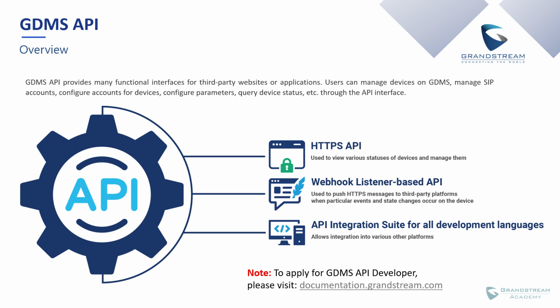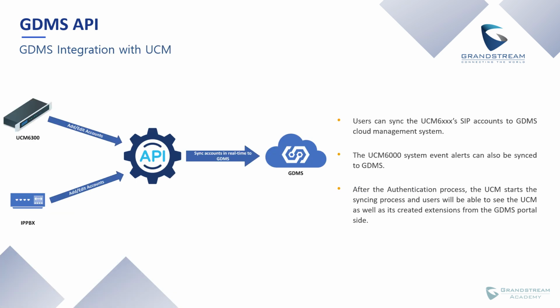Additionally, users can also synchronize a PBX system, UCM or third-party PBX, to sync the SIP accounts with GDMS and get their real-time status. To know how to apply for the GDMS API developer and for more information about the GDMS API, please visit documentation.grandstream.com. Users should enable API developer mode and get the API ID and secret key that will be used for authentication from the UCM side.